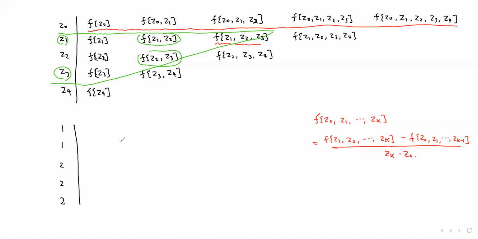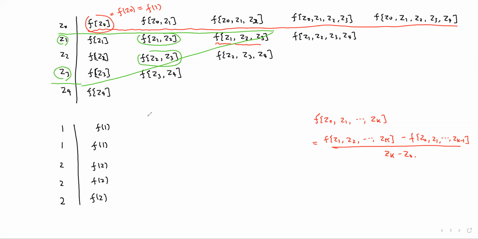This guy is the function value at C0, that is the function value at 1. This is the function value at C1. C1 is 1, so it is the function value at 1. And this is the function value at 2.